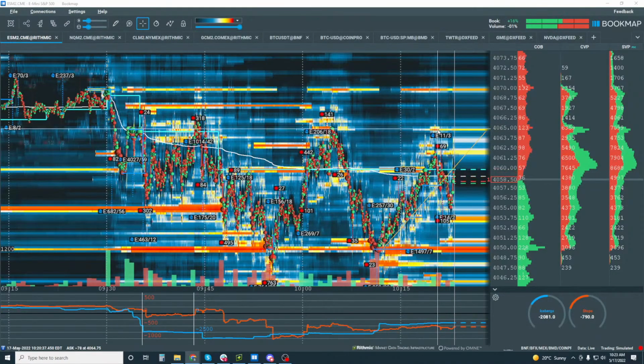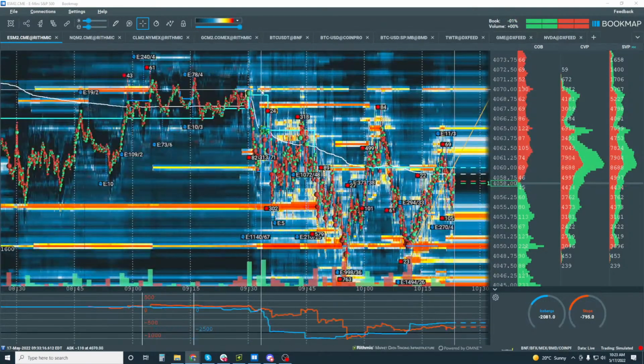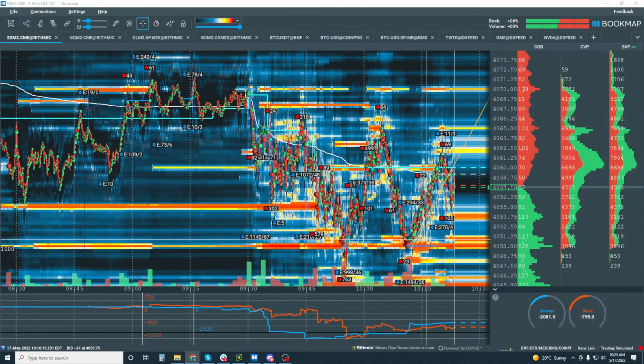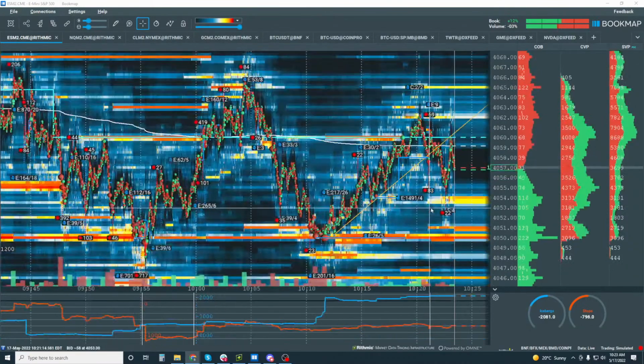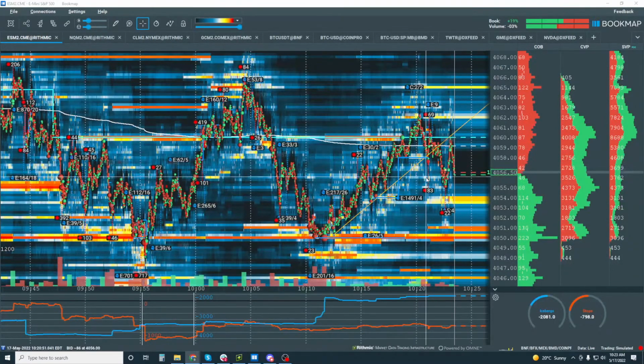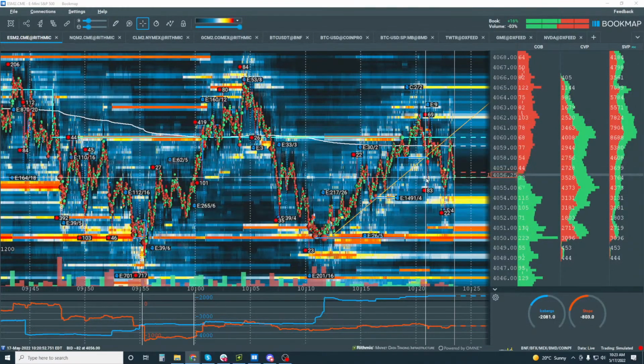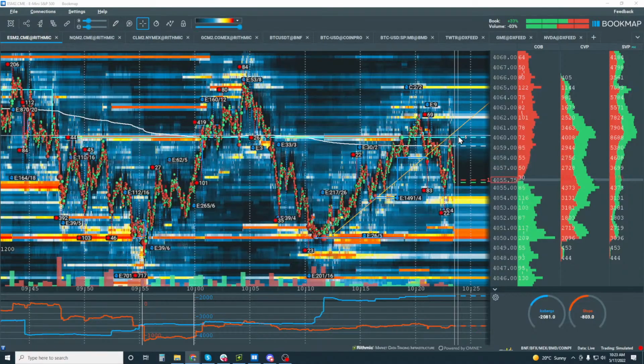You'd be looking for it to come up to 65 and maybe 70, and that would be the high of the cash session. Yeah, it would be up here at 70. So many different ways to slice and dice it. And I think it's a great way of trading, to be honest.